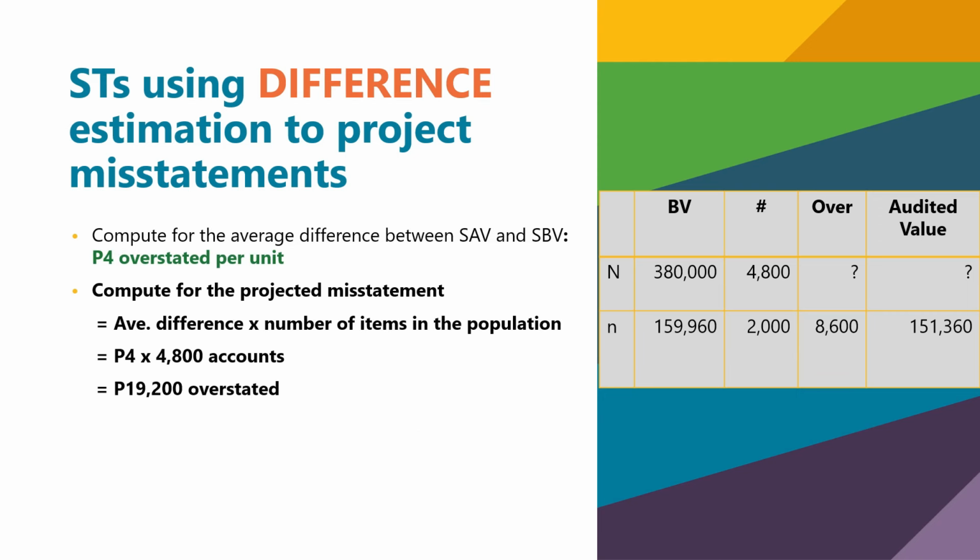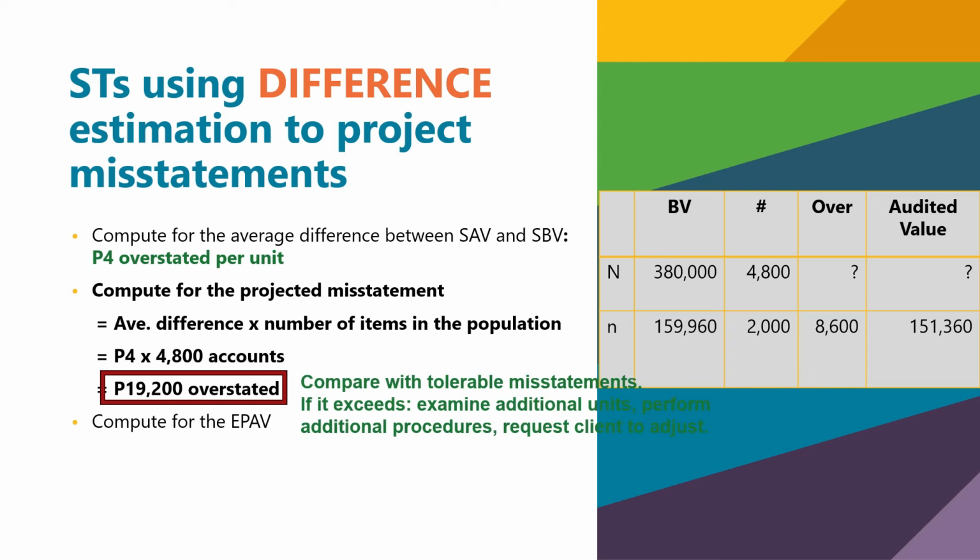Let us now compute the projected misstatement. Well, we are saying, based on the results of the sample, each customer has an overstatement of 4 pesos. We have determined that using the 2,000 sample size, but there are a total of 4,800 customers. So meaning to say, if each customer is overstated by 4 pesos, then that means the total overstatement is 19,200. And again, this is what we will compare with our tolerable misstatement. If it exceeds, you know what to do.